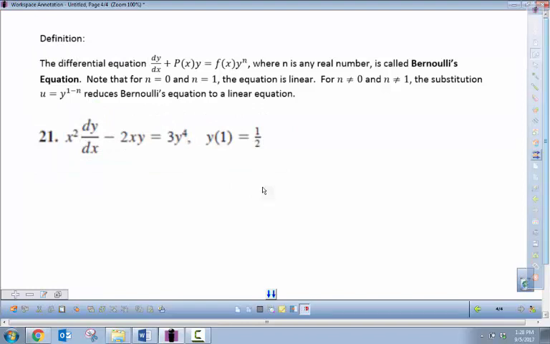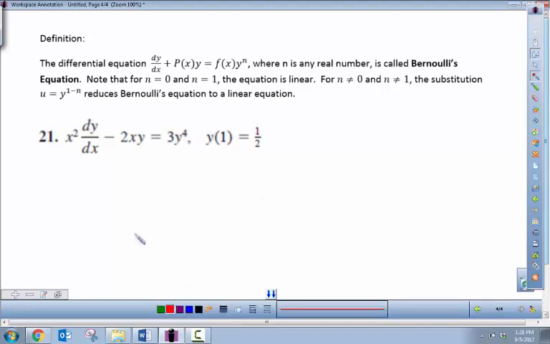First, we can identify this to be a Bernoulli equation, and it's good to identify things. I would want to get rid of the coefficient of the dy/dx, so I'll do that by dividing by x squared on all sides, because I want to make it look just like this Bernoulli equation that they have here.